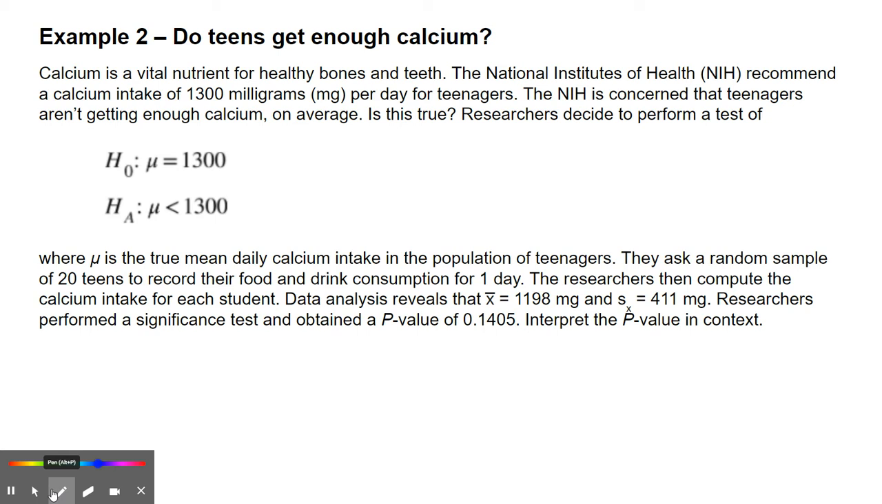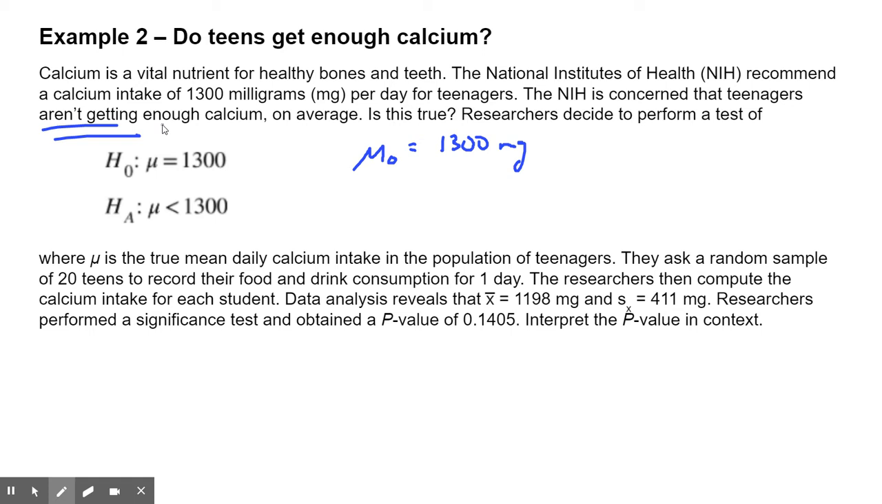So let's talk about these hypotheses, right? So we have the null and the alternative. This is a means question, right? Again, it's not a percentage, so it's not a proportion, it's a mean. This is your null value. So your null mean value is 1,300 milligrams. And again, they are concerned that they're not getting enough. They're concerned that their daily intake is less than 1,300. So that's why it's one-sided.